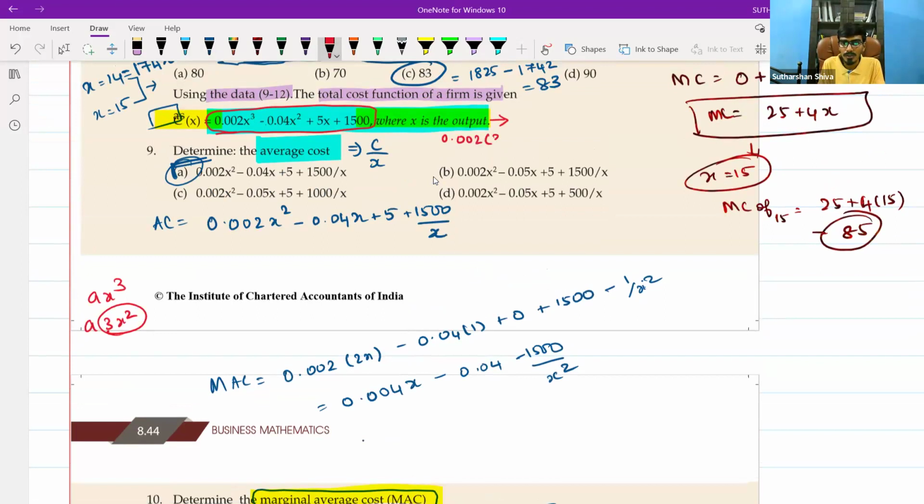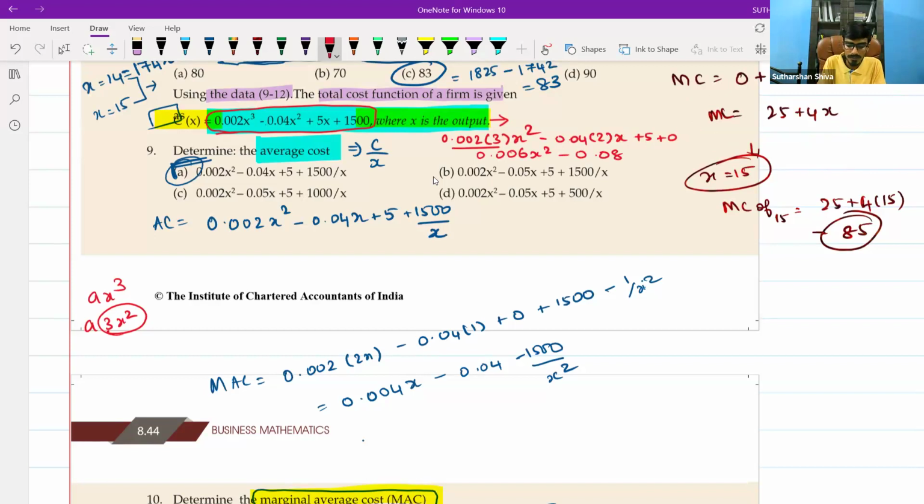0.002 into 3x square, minus 0.004 into 2x, plus 5, plus 1500. If I do marginal, it will become 0. Finally, if I do 0.002 into 3, it will become 0.006x square minus 0.008x plus 5. This is what my marginal cost is.